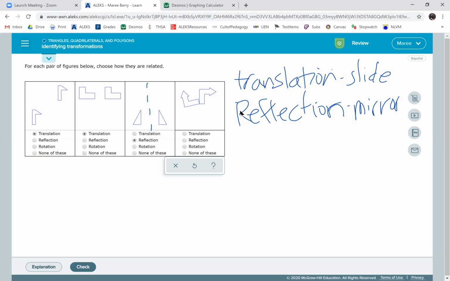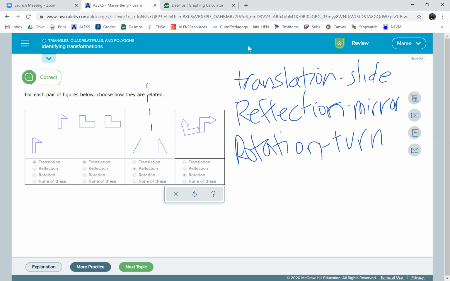There's one more that we need to go over, and that's rotation. So rotation is like a turn. So it's kind of like the doorknob. When you grab a doorknob and you turn it, then that would be a rotation. And that's kind of what this is here. So if this were the pivot point right here, we could turn this figure and it would be pointing there to our right. So this would be a rotation.